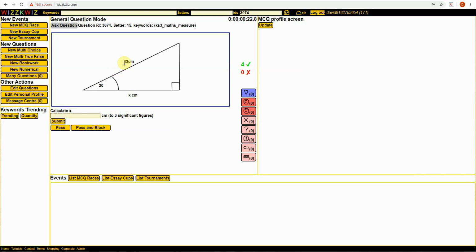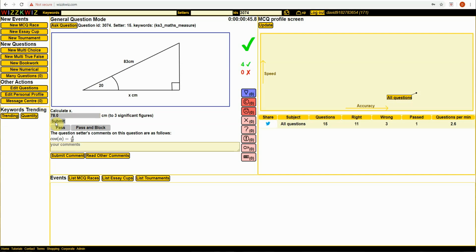Okay, so that is going to be 83 times sine 20. So let's just work that out. And I make that 77.99449. We're asked to do that to 3 significant figures, so that's going to be 78.0. You don't actually have to put in the 0.0 there because that is still the right answer, even to 2 significant figures. Okay, so that is the first type of question. If you want to ask that type of question, you would do new numerical question type there, because you are entering in a numerical answer.